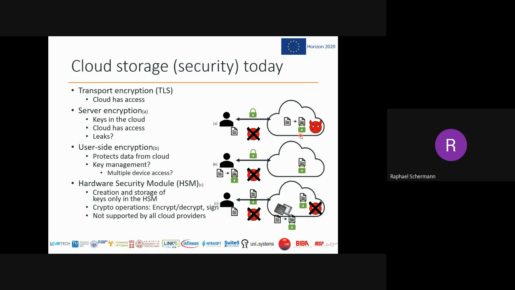Here, the user can use a user-side encryption. As you can see here, he encrypts the plain file with a key and sends it over a TLS channel to the cloud, and the cloud stores the encrypted file. But here we have some drawbacks. How is the key management handled, and how do I guarantee multiple device access, because the key for decryption is only known by the user that has sent the file.